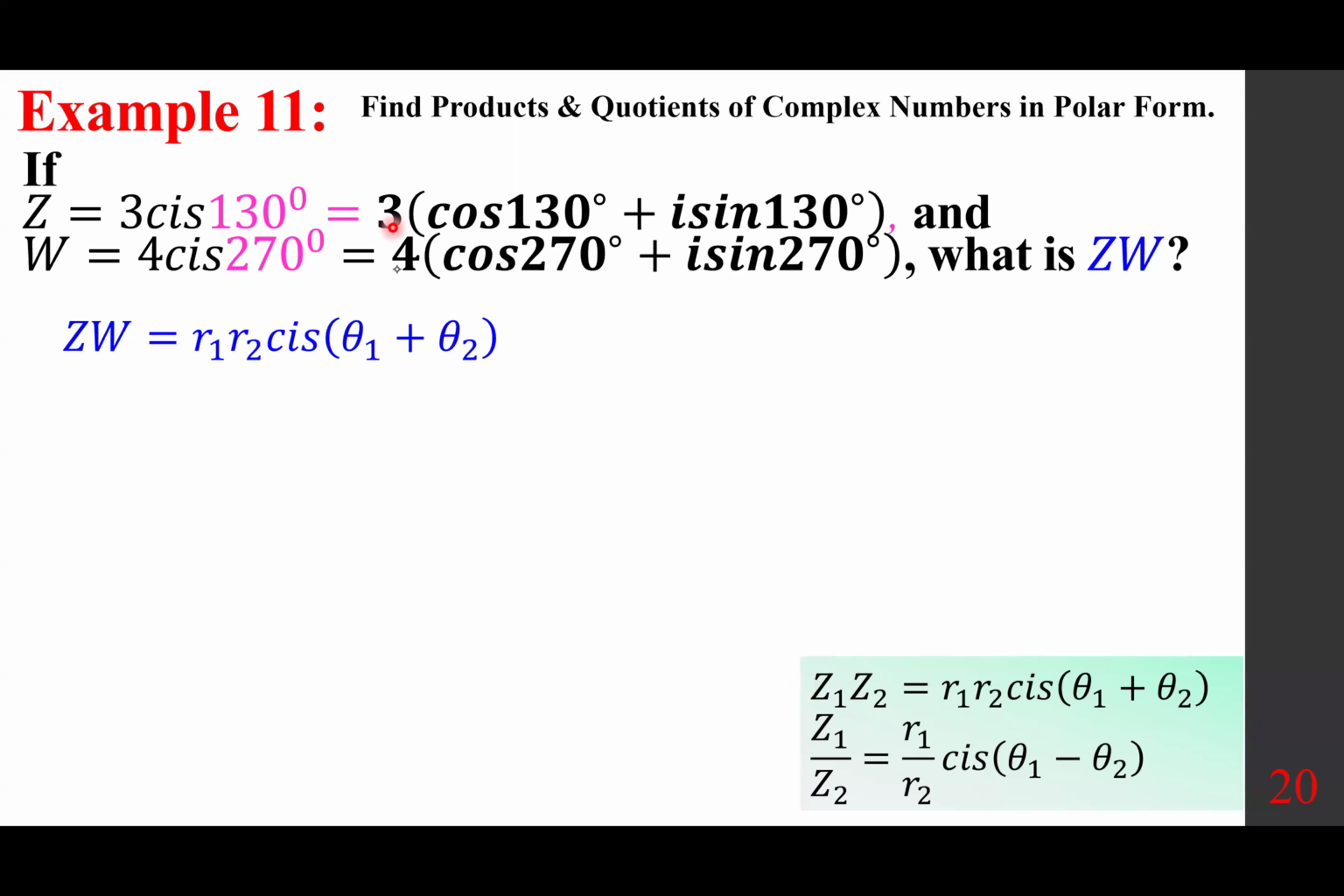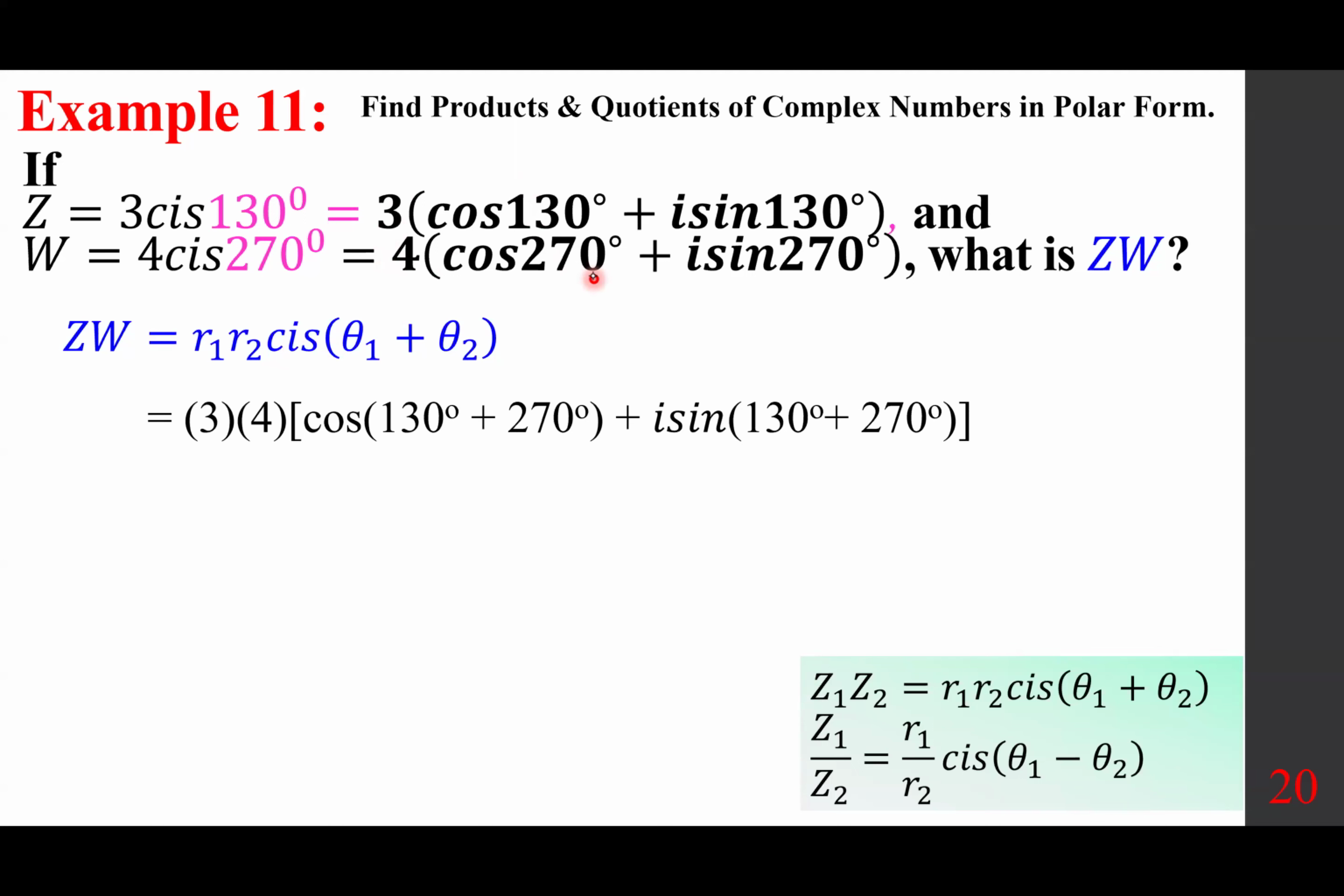3 times 4, because r1 is 3, r2 is 4, r1 times r2, 3 times 4. Cis 130 plus 270. Cosine of 130 plus 270, i sine of 130 plus 270. Three times 4 is 12. 130 and 270, they add up to 400.